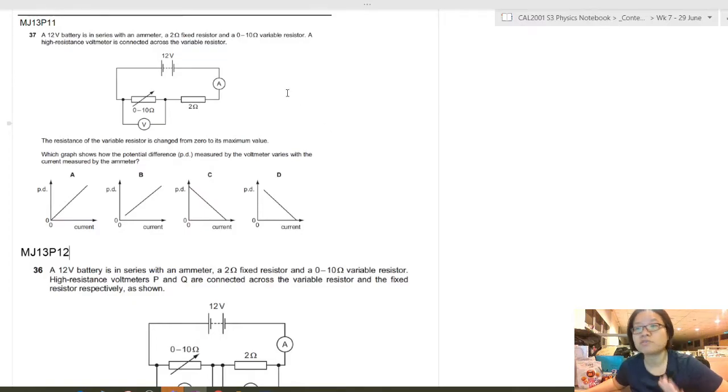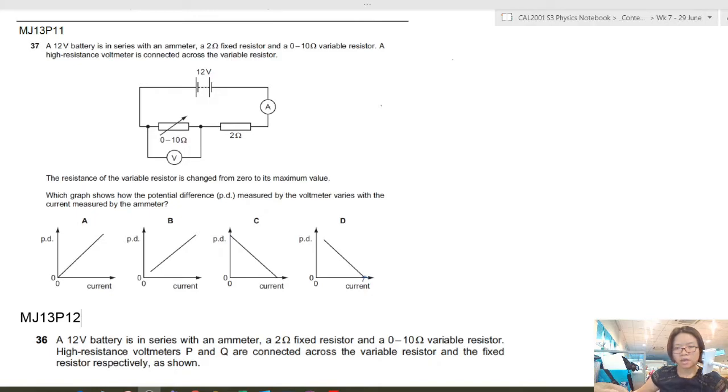Okay, let me ask you first a question. Can the current ever be 0? And the answer to that would be no. The current will never be 0.